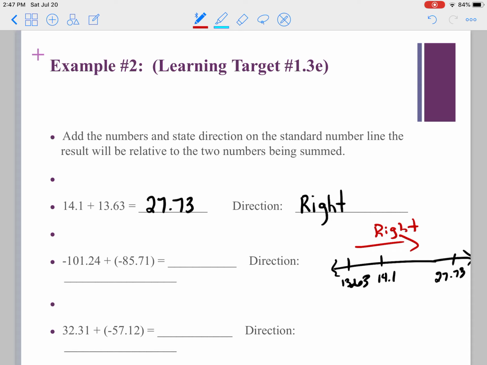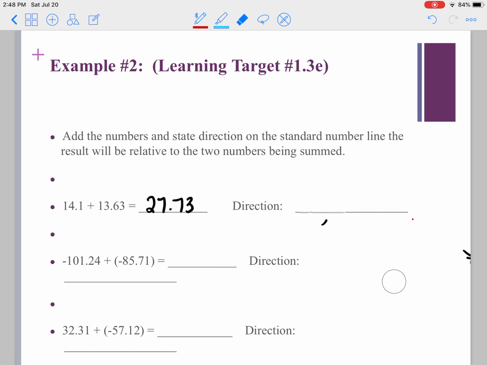So that is a visual representation of what we can deduce just by looking at the numbers themselves and thinking about some of the rules we've already discussed. Okay, so I'm going to write this back in. Okay, so the next question.